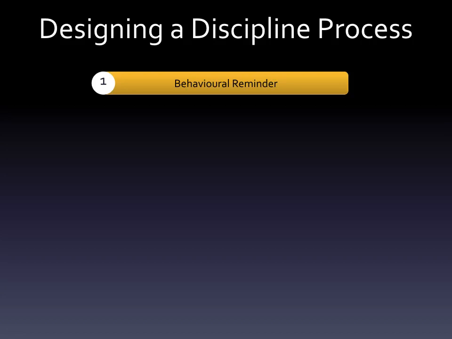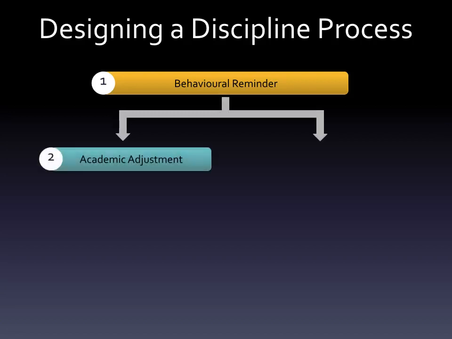If this does not work, you then need to decide on two different routes. You need to look and see if the learner needs an academic adjustment. Often, when learners misbehave, it's because they've finished their work, or they find it too difficult, or they need a resource like a textbook.